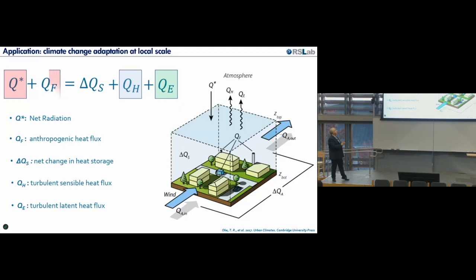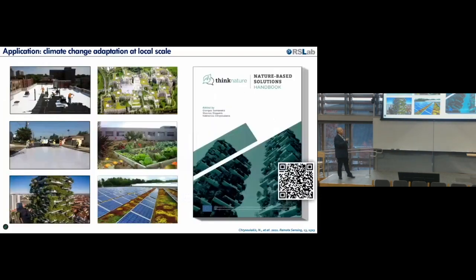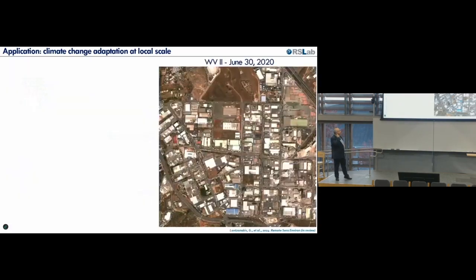Or they can reduce this term, the QF. How? By using better insulation in buildings or different traffic regulations. So we have solutions like this that include nature-based solutions. This is a guide for deploying nature-based solutions we published 4 years ago. It is available through our website. You can download it.